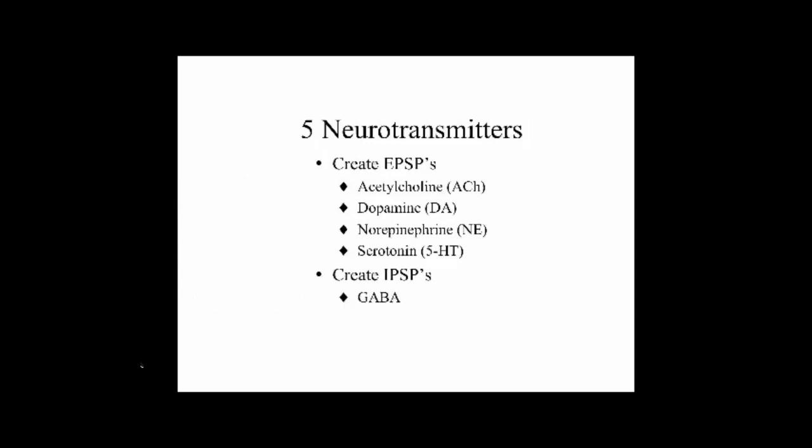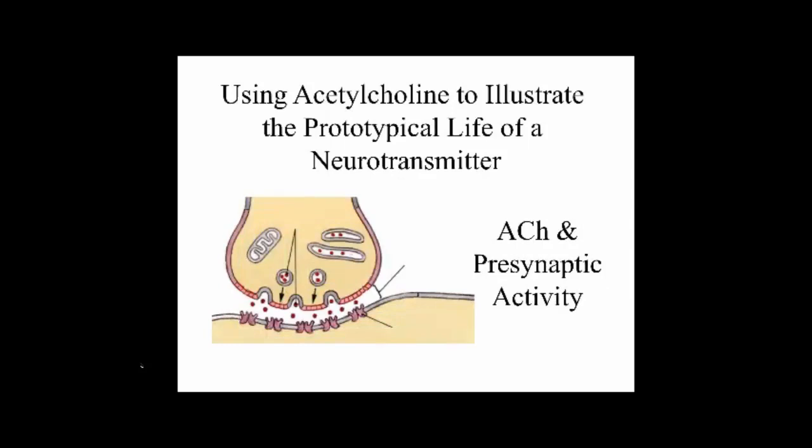There's a great little chart in your book. It tells what some of these do. Acetylcholine, dopamine, norepinephrine, serotonin, and GABA. I think you guys have seen this enough, so we're going to go past this. This you already have, so you don't have to write it back down.